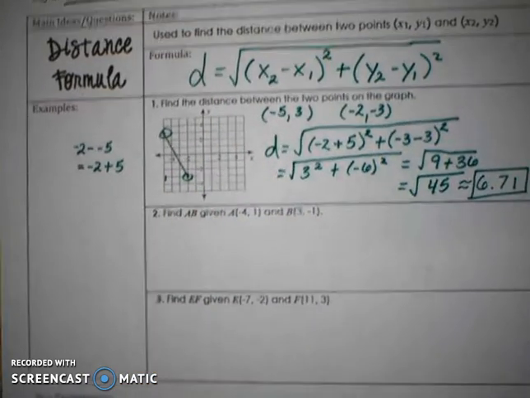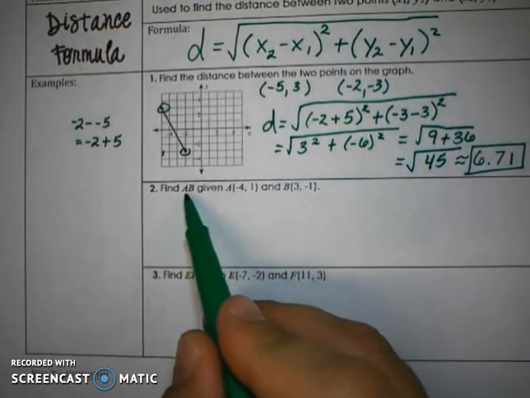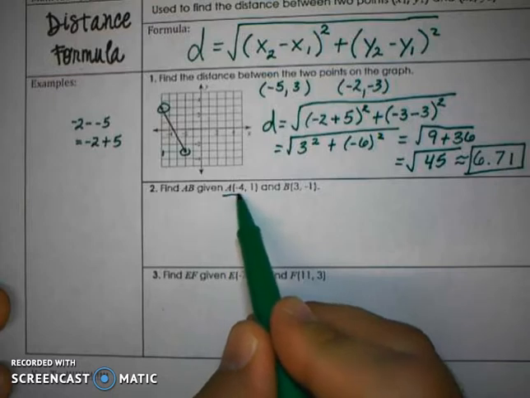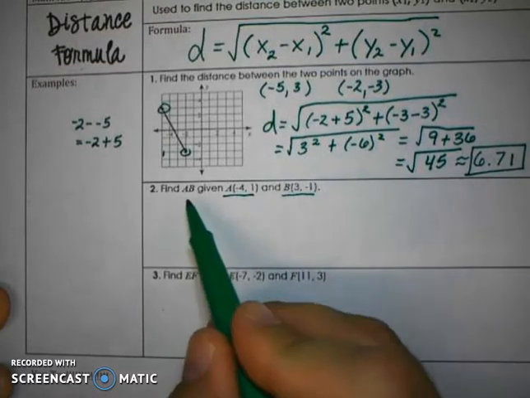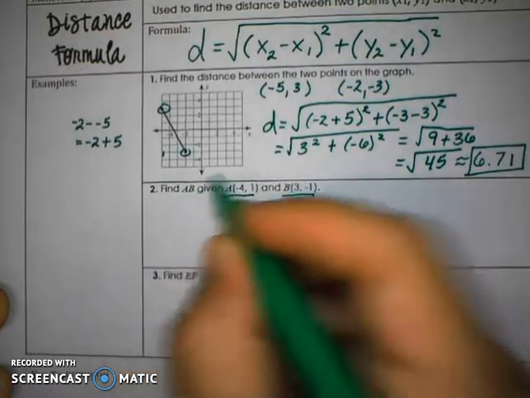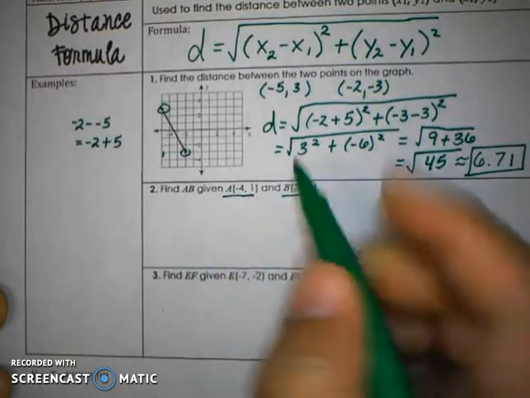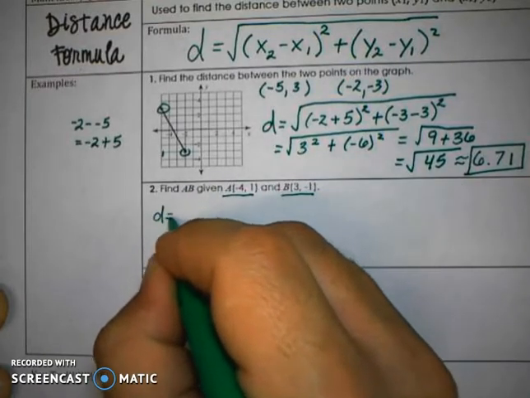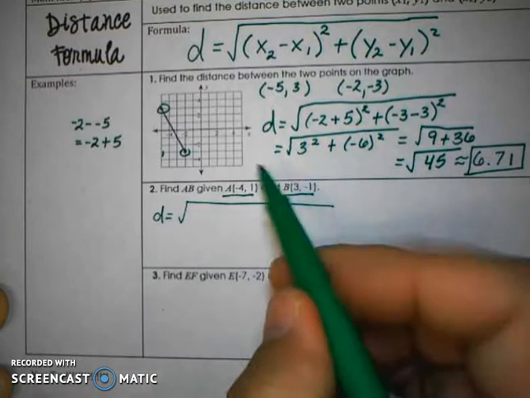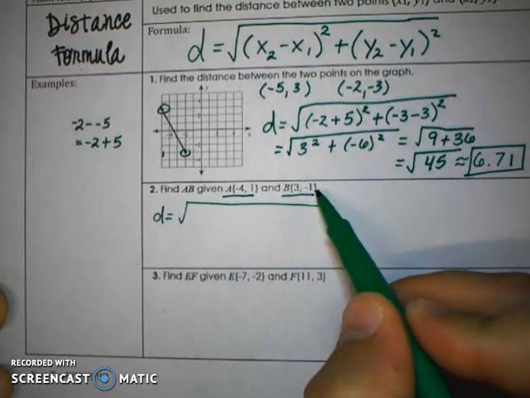Okay, I want you guys to try and do number 2 on your own. Okay, when it says find AB, given that A has these coordinates and B has these coordinates, remember AB is just the length. Okay, so AB, written that way, wants the distance between A and B here. So we're using our distance formula again. So we're going to start out this way. This is x1, this is y1, this is x2, this is y2.